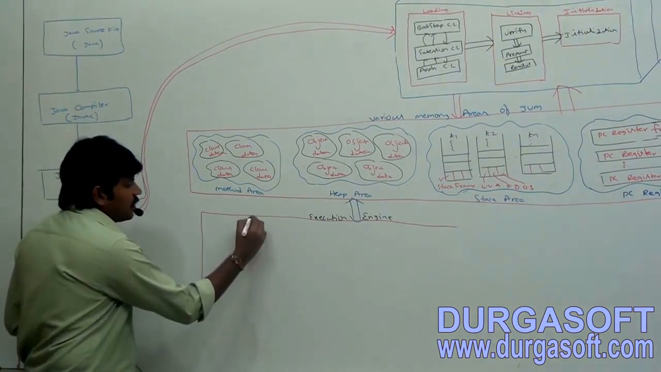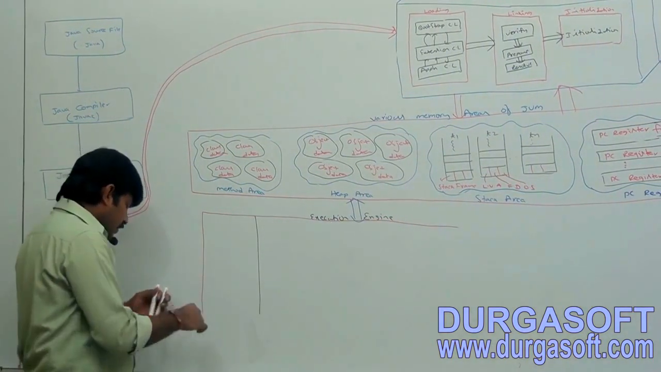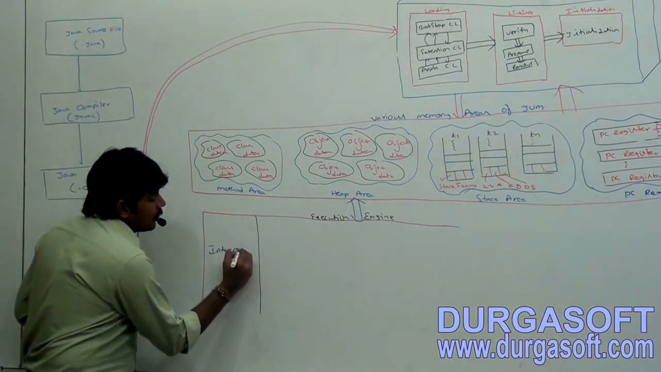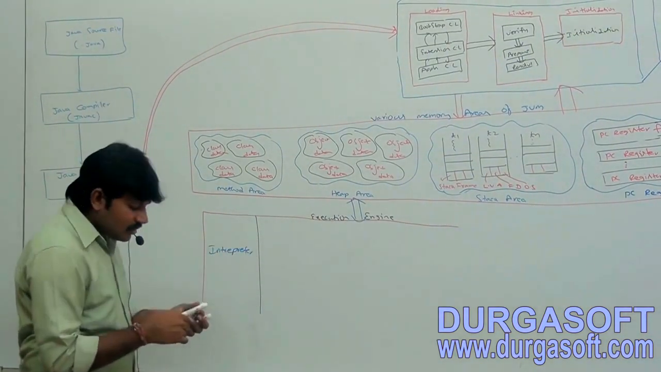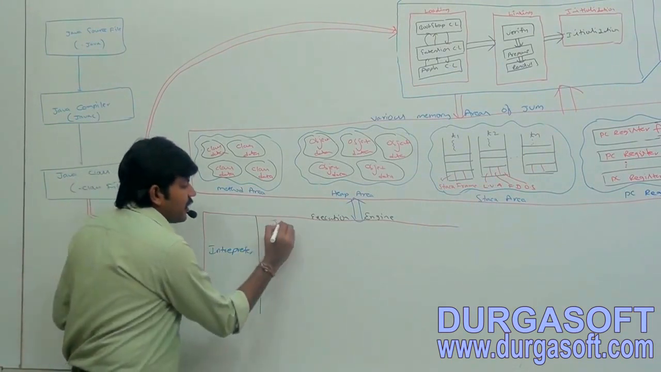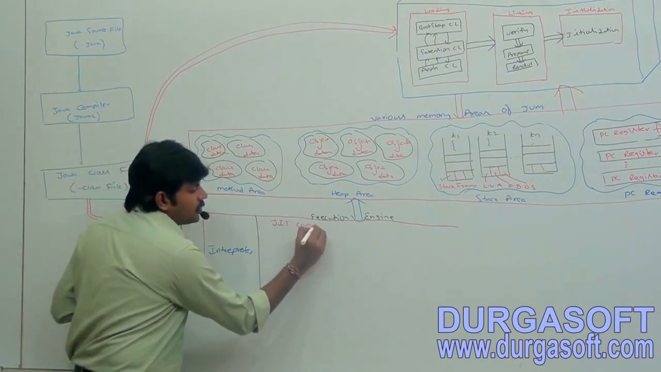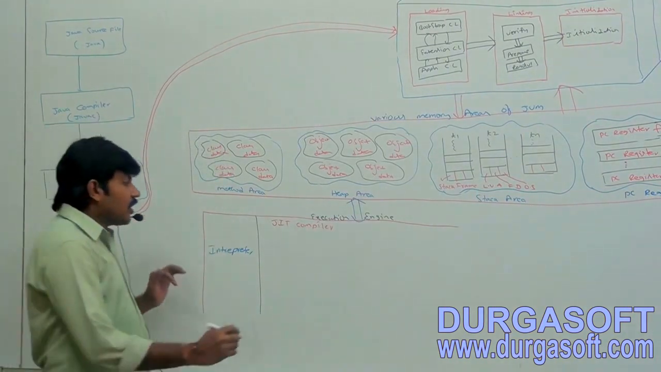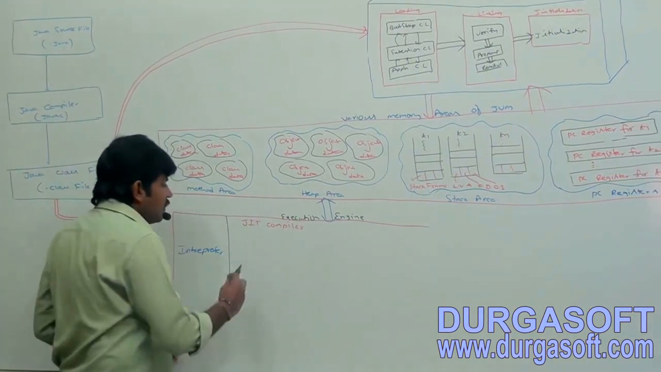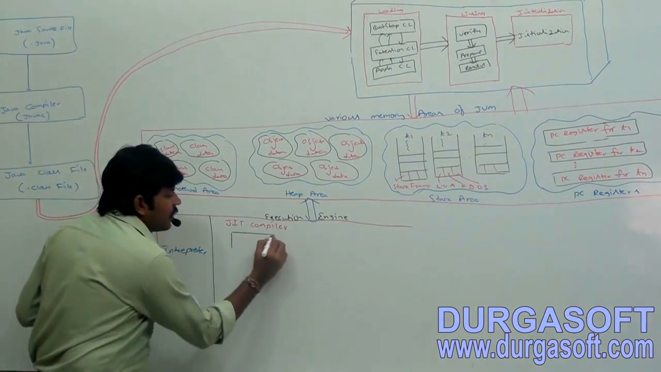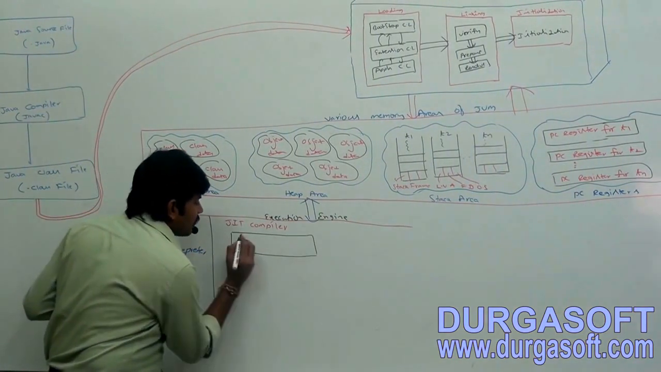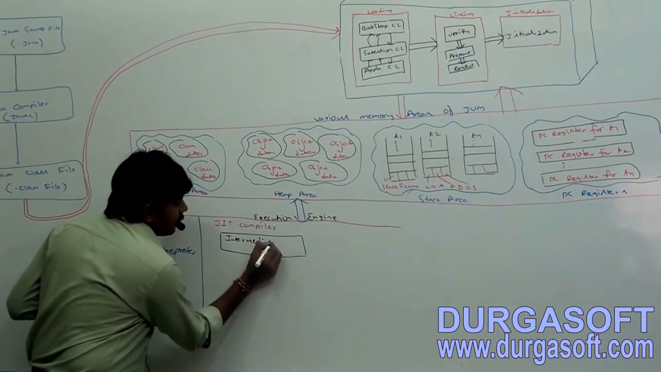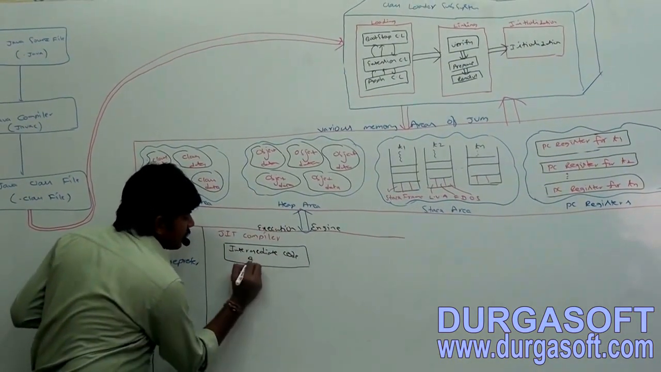The first part is the interpreter. Have you remembered? First part is the interpreter. The second part is the JIT compiler. How is the JIT compiler going to work? What are the various components inside it? The first component is the intermediate code generator.